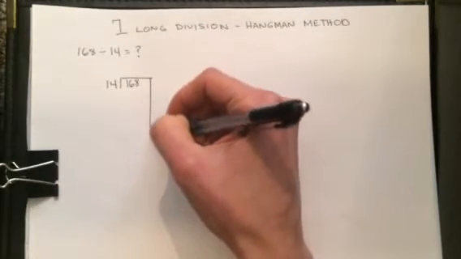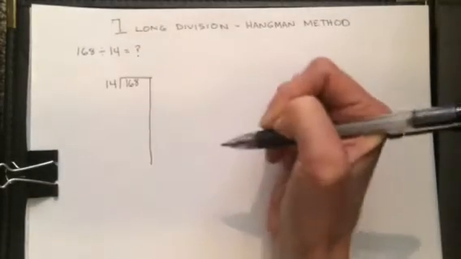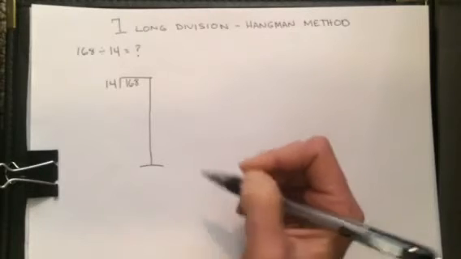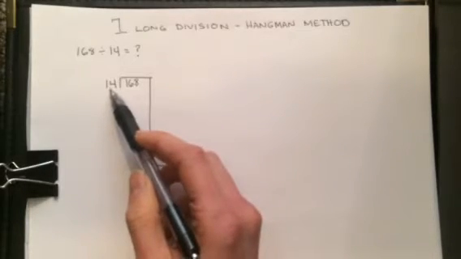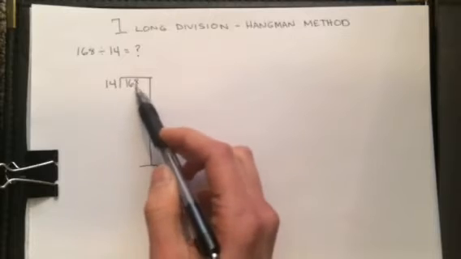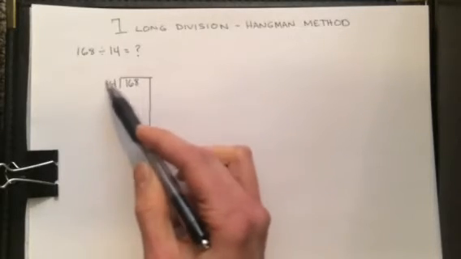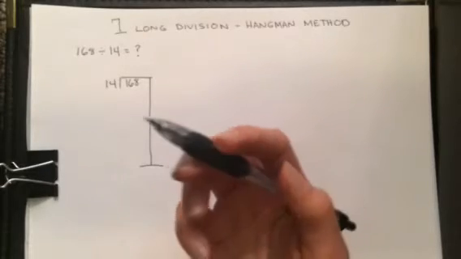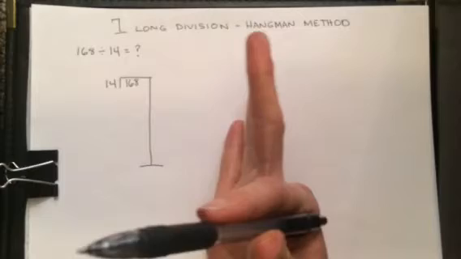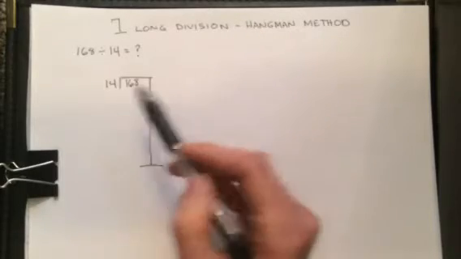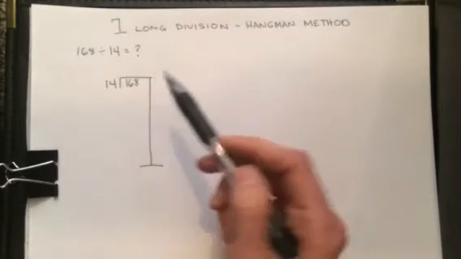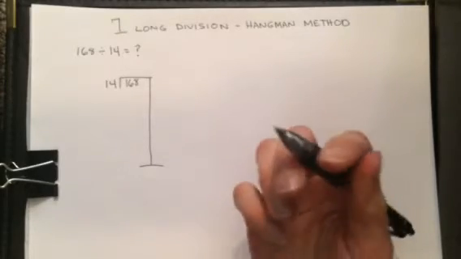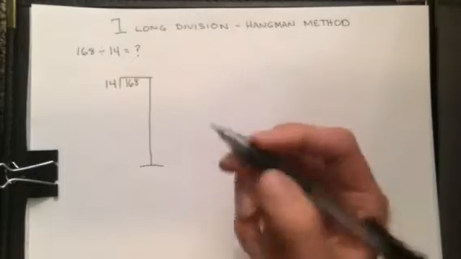So the hangman method, all you do is drop a line down and you make it look like hangman, and you don't have to worry about which digits to try and get the 14 to go into. We're just going to look at the full numbers, 14 and 168, and estimate. And you don't have to get as close as possible, you just don't want to go over. So how many times can 14 go into 168 without going over? It doesn't have to be the closest number. So, it'll go in twice.